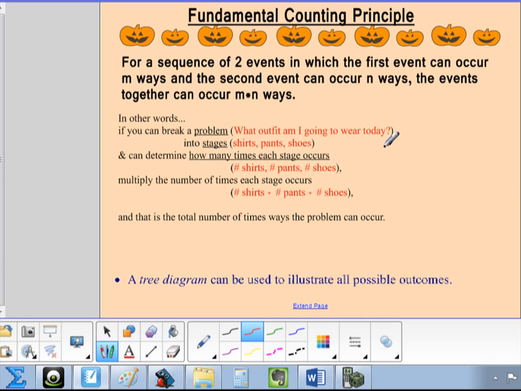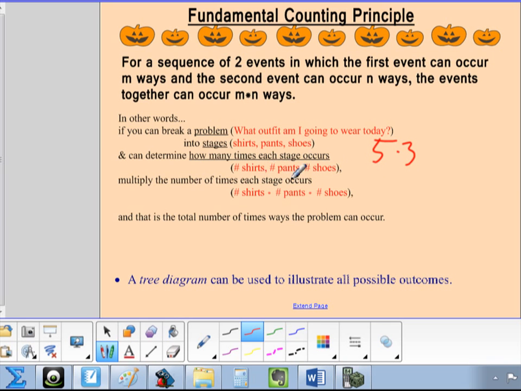You're trying to choose an outfit. You have some number of shirts to choose from. Let's say you have 5 shirts. And let's say there are 3 pairs of pants. So you have 3 different pairs of pants to choose from. And you have 2 different pairs of shoes to choose from.